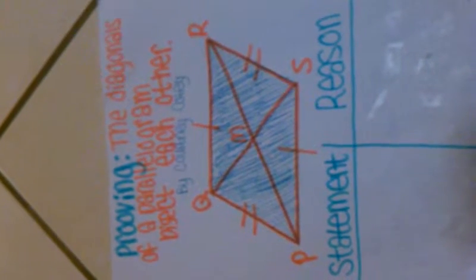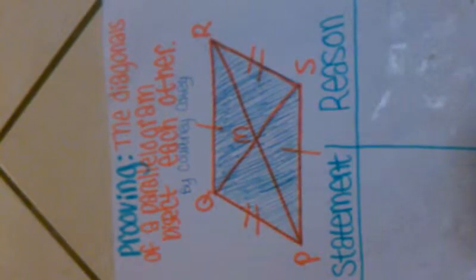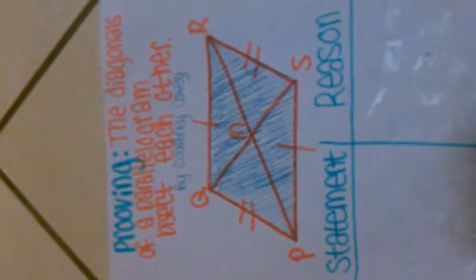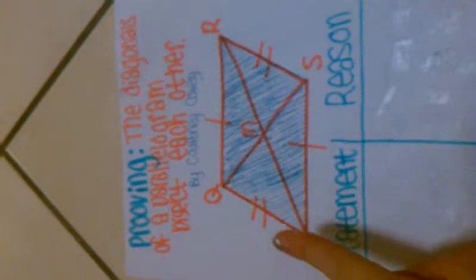Hello, today we're going to prove that the diagonals of a parallelogram bisect each other. So I started off by drawing the parallelogram first and labeling all the points. And we're going to prove this by using the statement reason chart.